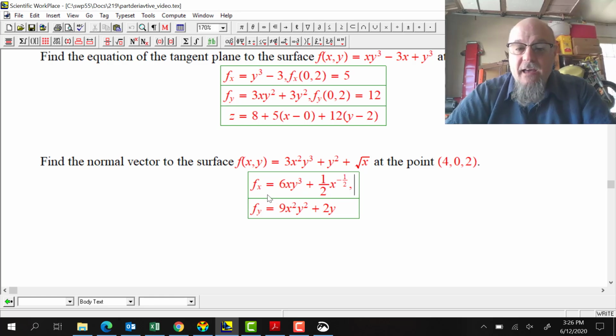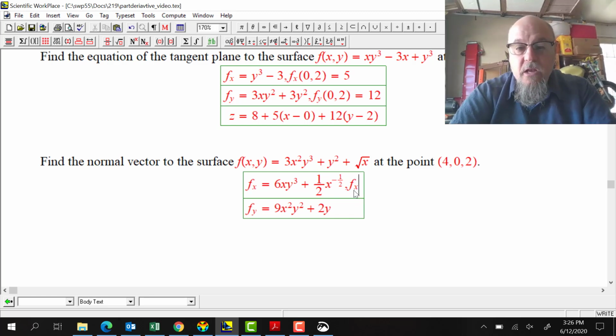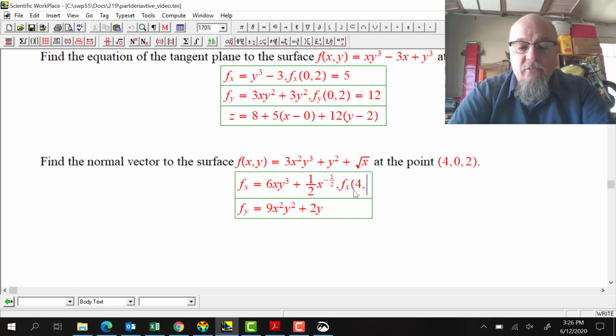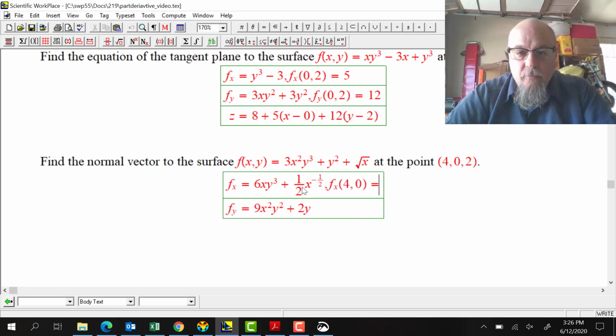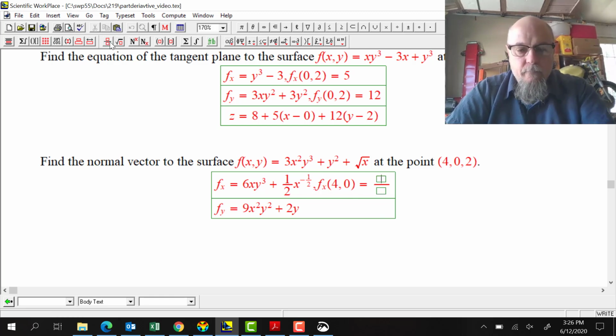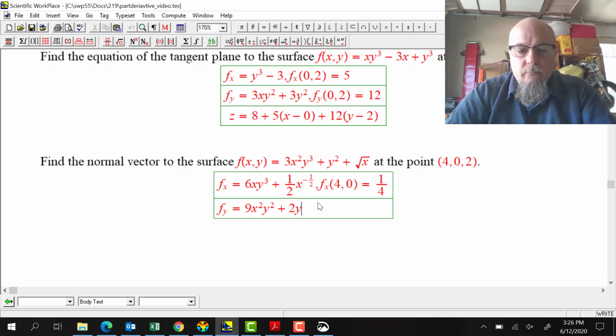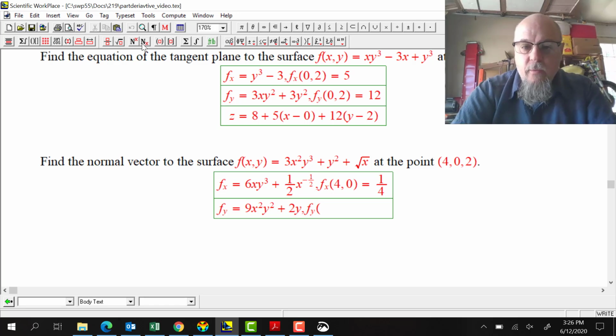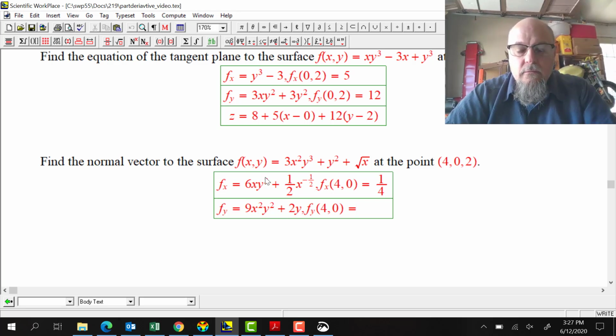Now I need these evaluated at the point. They're supposed to be numbers. So it's at the point when x is equal to 4 and y is equal to 0. So plug in 4, 0. That's going to be 0, 1/4. Now I need this to be a number. So f sub y evaluated at 4, 0. When I make y equal to 0, this whole thing is 0.